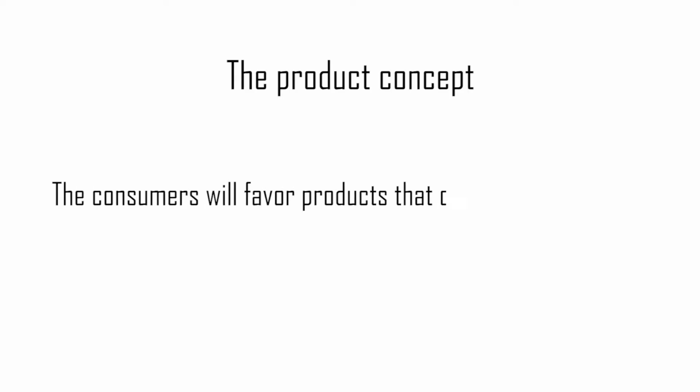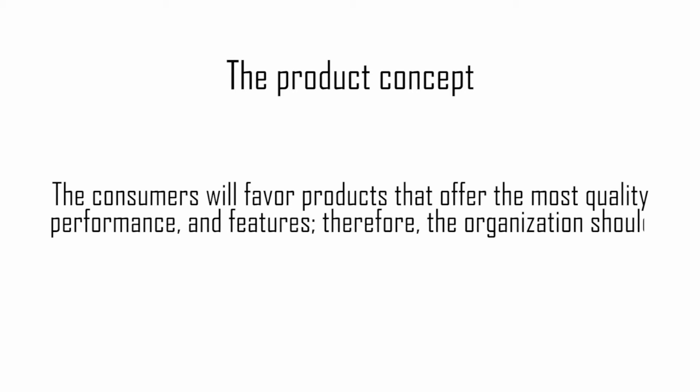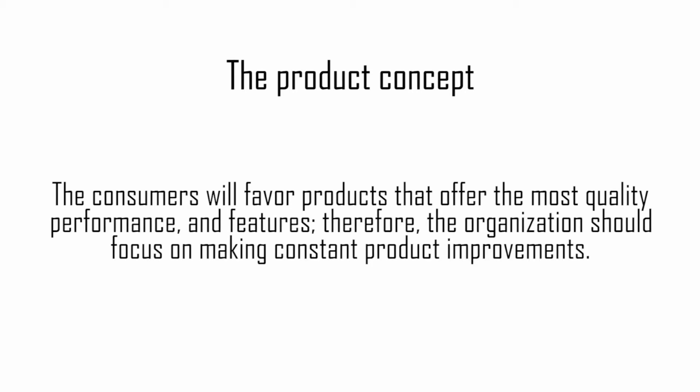The second concept we're going to talk about is the product concept. It says that the consumers will favor products that offer the best quality, performance, and features. Therefore, the organization should focus on making product improvements. The risk for that is marketing myopia. And if you don't know what marketing myopia is, of course, you already know. There is a link in the description.